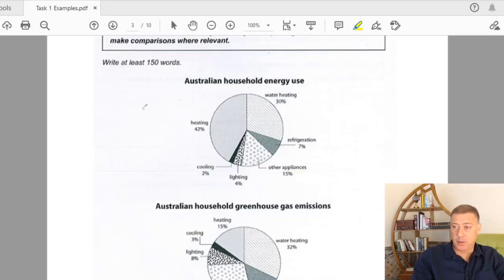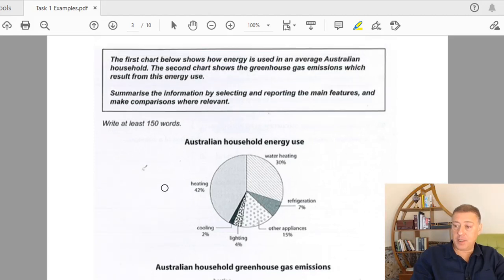So again, it's much easier to understand the kind of abstract principles behind how you answer a particular type of Task 1 question by specifically going through different answers. So that's what I'm going to do. So we're going to have a look first at a couple of questions and then look at one in detail. So here's a question with two different pie charts.